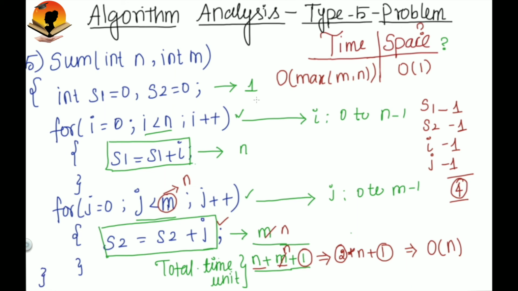Please remember, you are not supposed to consider the input variables. Here n and m are input variables, so we haven't considered those variables in space complexity analysis.